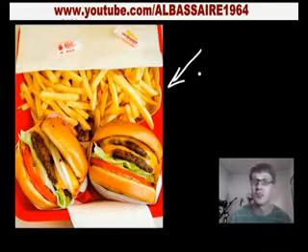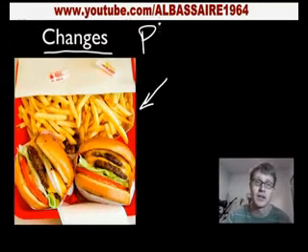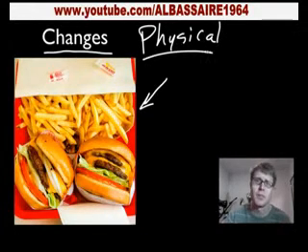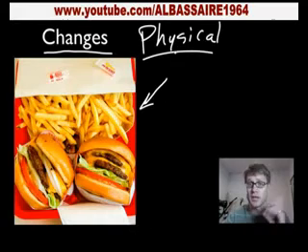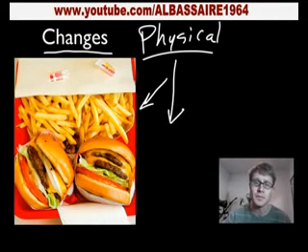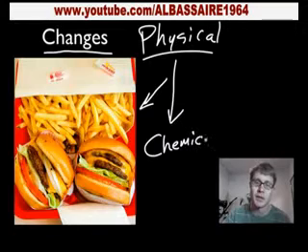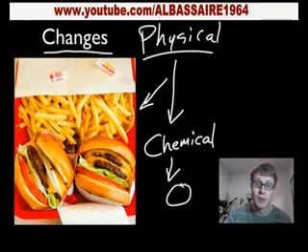But when I eat that burger, it's going to go through two changes. The first changes it's going to go through are physical. In other words, I'm going to start chewing up that burger and making it into smaller little bits. And then it's going to go through my digestive system, and I'm going to start to chemically break down that burger. Now, the cool thing about a burger is that burger will eventually become you.